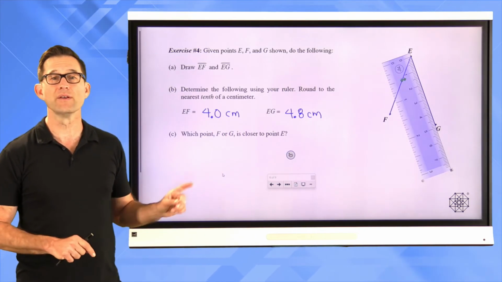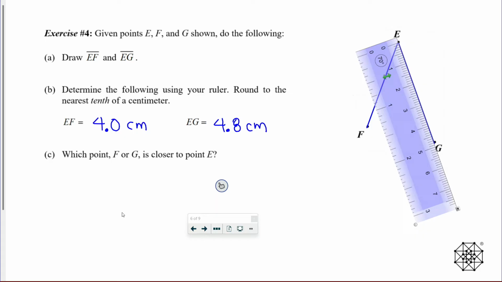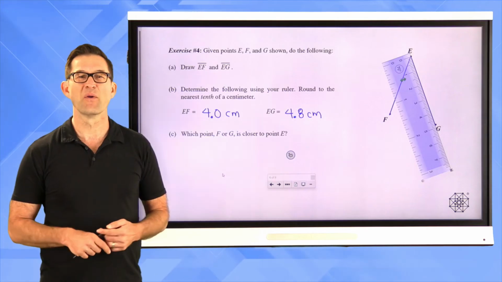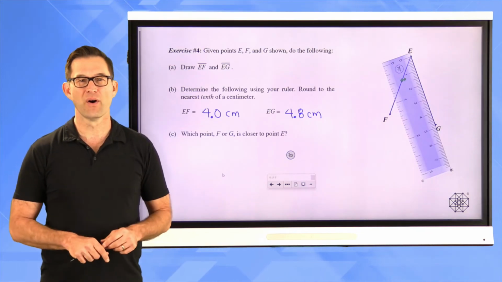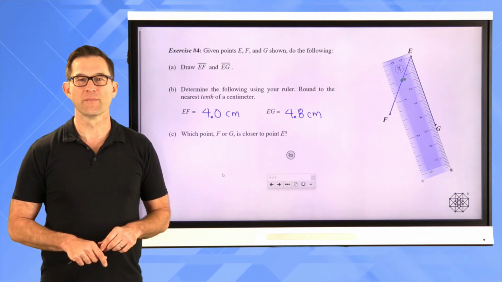Let's take a look at the final issue on this question, letter C. Which point, F or G, is closer to point E? All right, well, this should just be common sense, but why don't you pause the video now and go ahead and write something down?